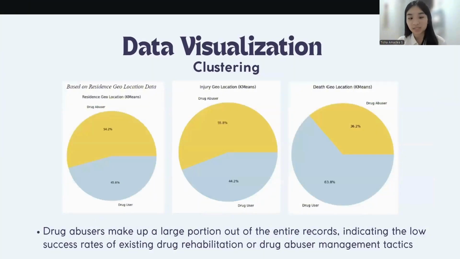These are the data visualizations obtained from the clustering algorithms, which all roughly had the same distribution, with a geolocation for death showing a higher percentage of drug users with 63.8% compared to 36.2% drug abusers. Drug abusers, as we can see by the pie charts, make up a large portion of the entire records, indicating that there has been a low success rate of existing drug rehabilitation or drug abuser management techniques.